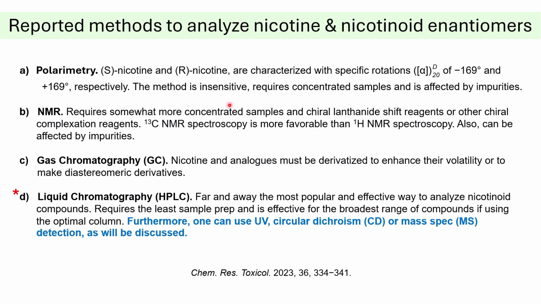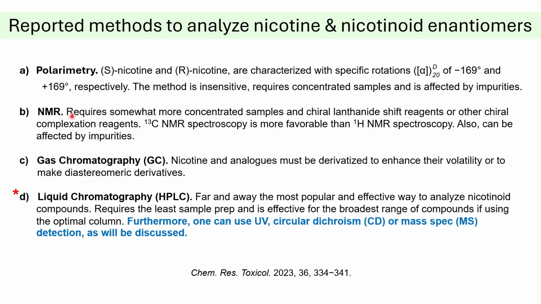There have been many reported methods to analyze nicotine and nicotinoid enantiomers, and these are listed here and have been reviewed recently. Polarimetry, an age-old technique, can be used to distinguish between S and R nicotine. They're characterized by, in the case of S-nicotine, minus 163 degrees, and for R-nicotine, plus 169 degrees, respectively. This method is insensitive and it requires very concentrated samples, and it's affected by impurities, so it's not a popular way to analyze enantiomeric composition.